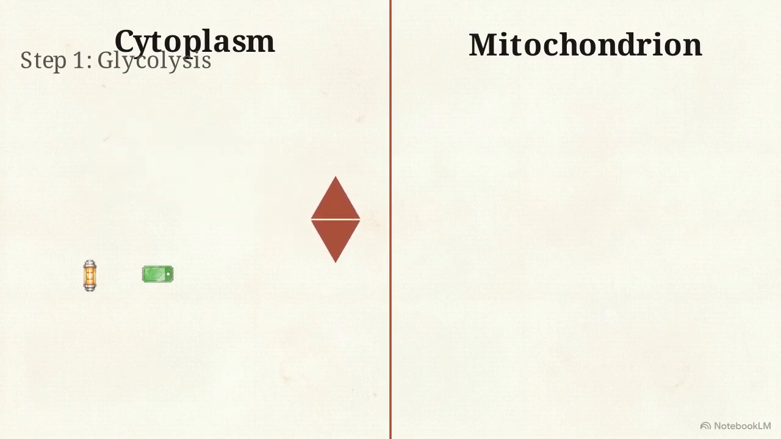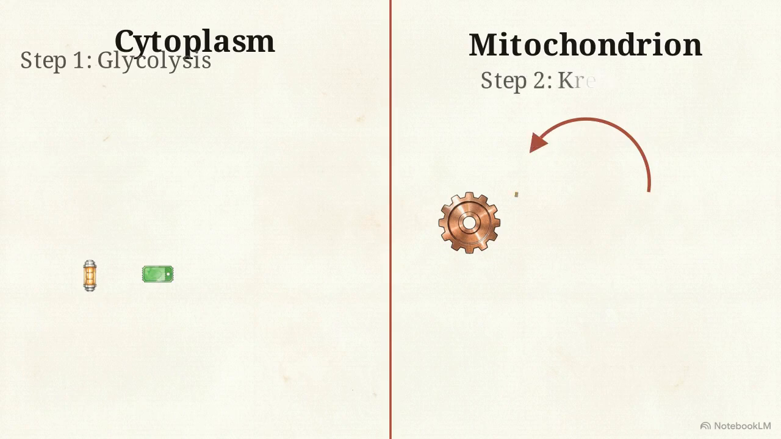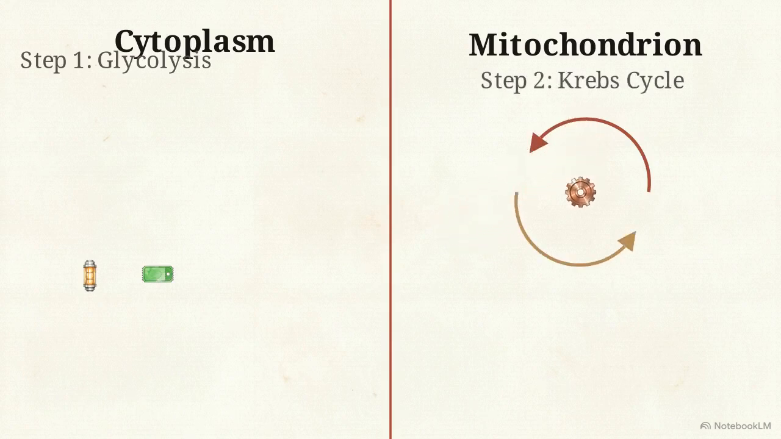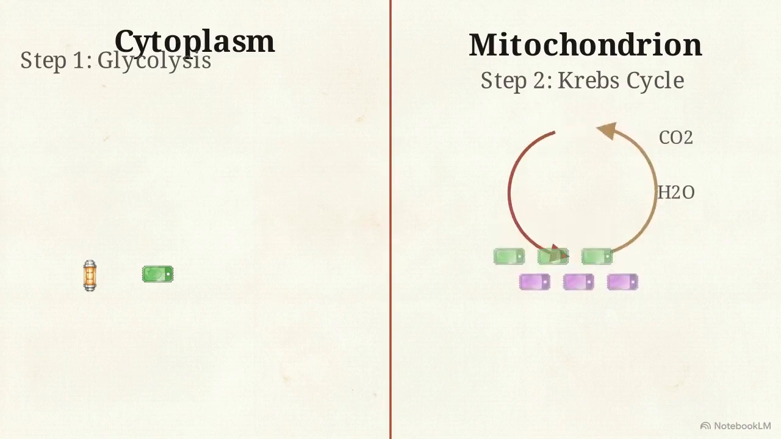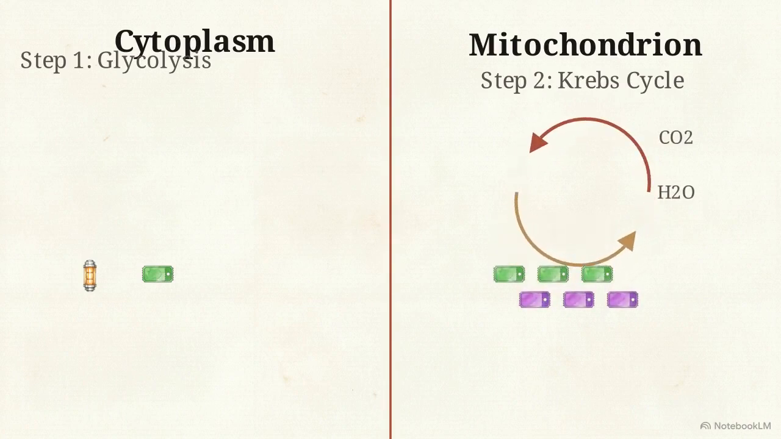But the pyruvic acid can't cross the border into the mitochondrion as it is. It first drifts to the center line and morphs into acetyl coenzyme A. Once converted, it is finally allowed to cross the barrier to the right side. Now for step 2. Inside the mitochondrion, the acetyl part enters the Krebs cycle. It is completely oxidized through this spinning chain of reactions. It ejects carbon dioxide and water as waste and produces a large pile of NADH2 and FADH2 coupons.